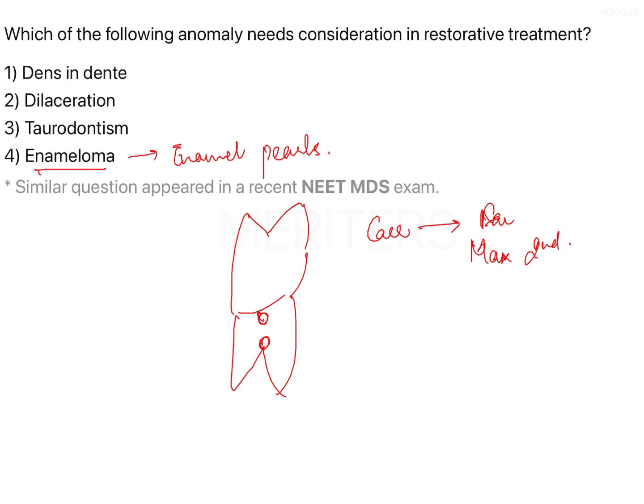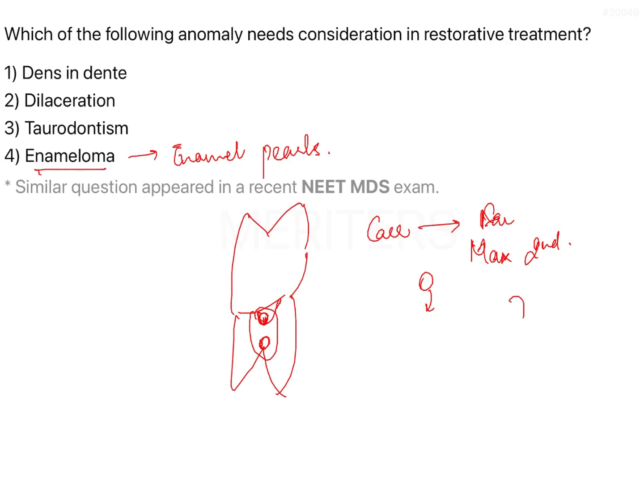So what exactly happens here is that they are present at the CEJ or at the area of the furcation. Because it is present in such a region, it poses a constant irritation, because the gingiva or the junctional epithelium is not able to attach itself properly to the tooth structure in this region. As a result, there is going to be a constant source of irritation by the enamel pearl, and this enamel pearl will constantly cause apical migration of the junctional epithelium.